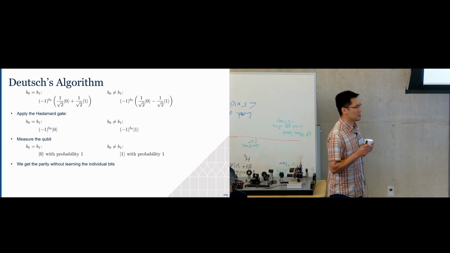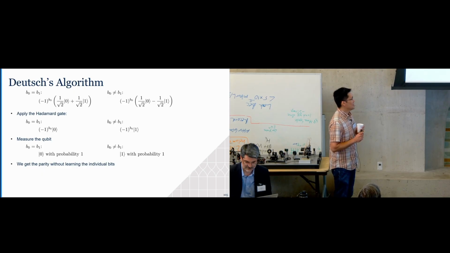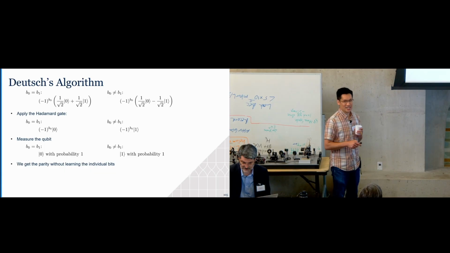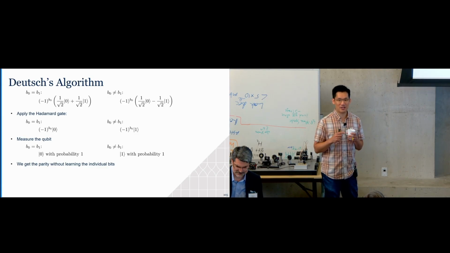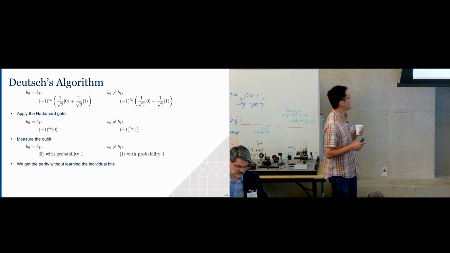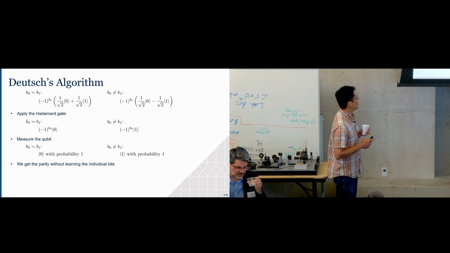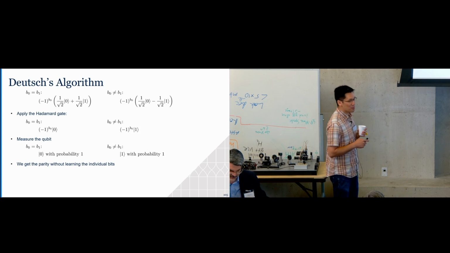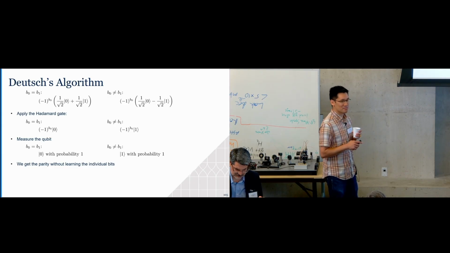And this is actually important because if you actually want to know both bits, you need 2 queries. But we don't need to know both bits. We just need to know their parity. That's only 1 bit of information. So we only need 1 oracle query. And so this is an example of a quantum algorithm that is faster than a classical algorithm.